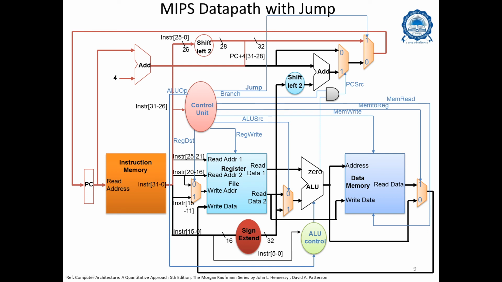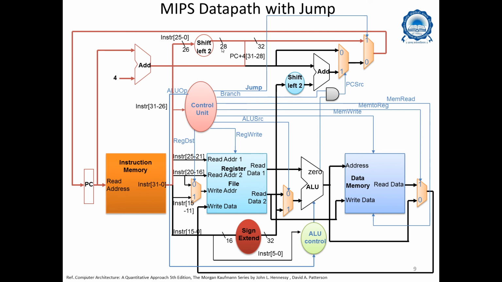That means we will append 2 zeros in the first 2 bits, and that gets you to 26 plus 2 gives you that 28 bit. So left shifting by 2 bits makes it 28 bits, and then we also concatenate the PC plus 4 at the 31 down to 28 field.